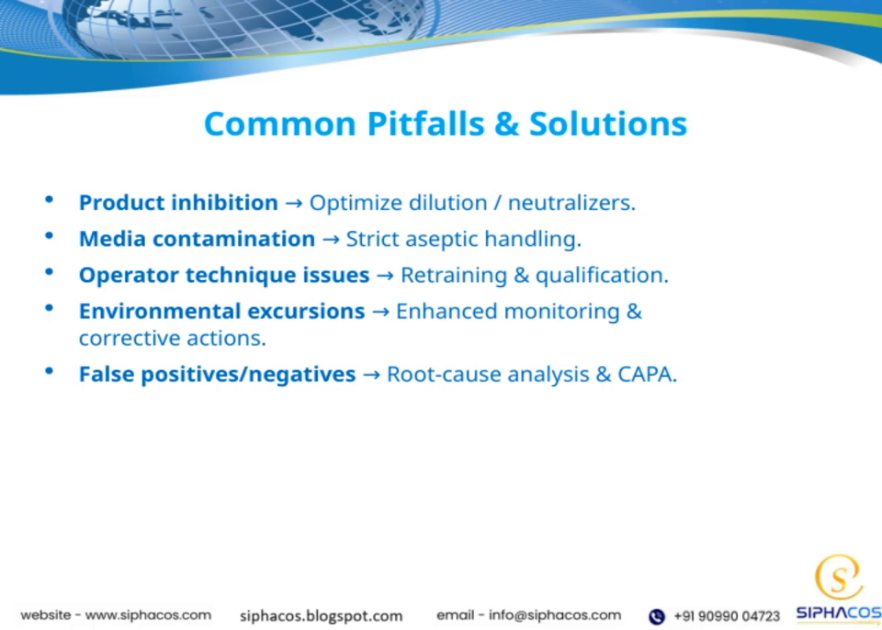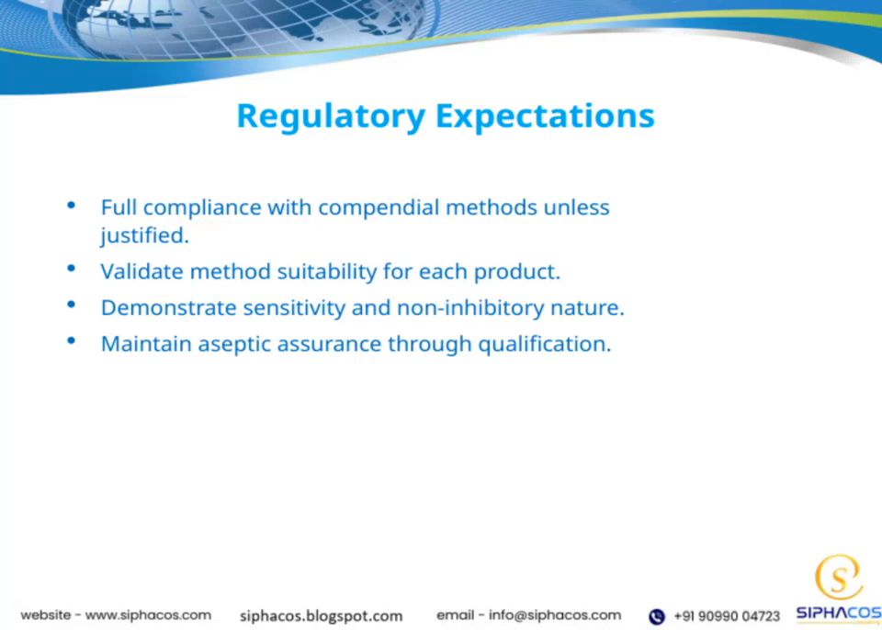By understanding and proactively managing these pitfalls, we improve the reliability and robustness of our processes, which ties directly into our overall goal of maintaining high-quality standards. When it comes to regulatory expectations, it's essential that we adhere to full compliance with compendial methods unless we have a justified reason not to. This means following established standards to ensure consistency and reliability in our testing.